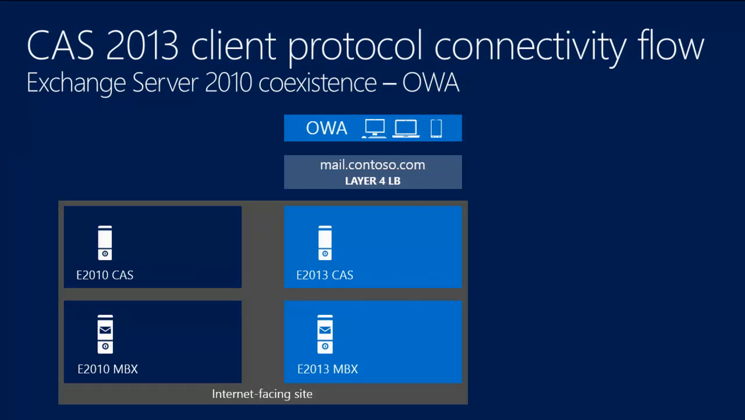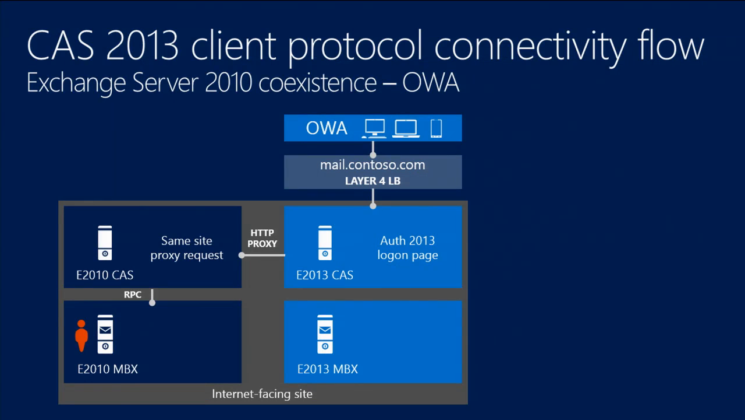So Outlook Web App. In a 2010 coexistence scenario, my OWA client connecting through mail.contosa.com connects to my 2013 CAS. He gets the 2013 white minimal OWA logon page. He enters his credentials, and in this particular case, we figure out the user's mailbox is in the same site as the CAS that we're in, and we proxy the connection across.